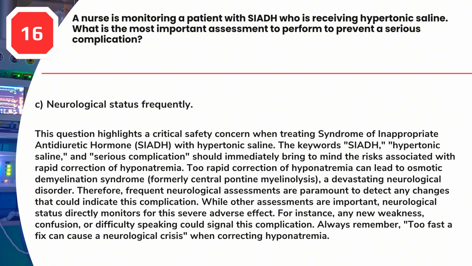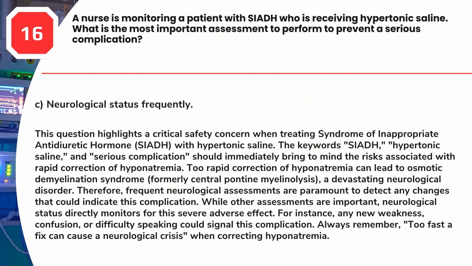Answer C. Neurological status frequently. This question highlights a critical safety concern when treating syndrome of inappropriate antidiuretic hormone, SIAD, with hypertonic saline. The keywords SIAD, hypertonic saline, and serious complication should immediately bring to mind the risks associated with rapid correction of hyponatremia. Too rapid correction of hyponatremia can lead to osmotic demyelination syndrome, formerly central pontine myelinolysis, a devastating neurological disorder.